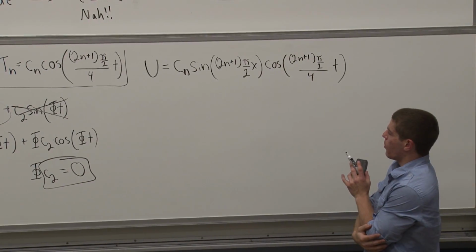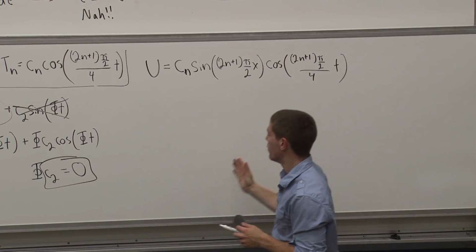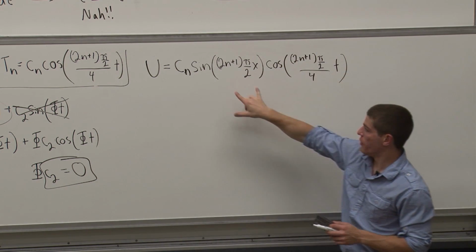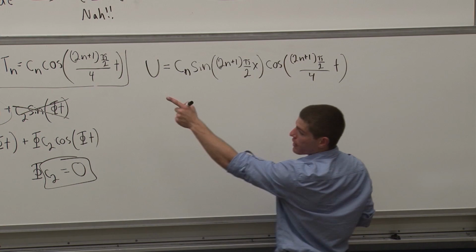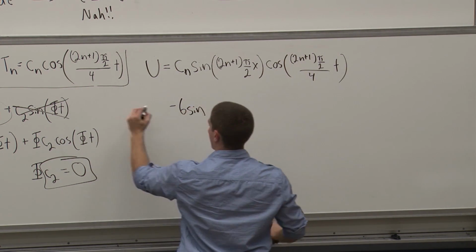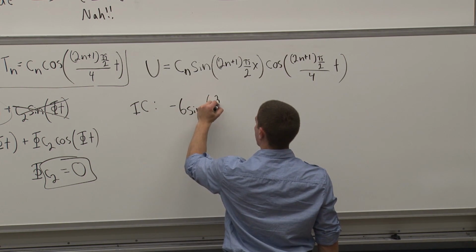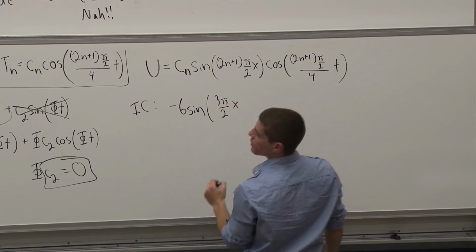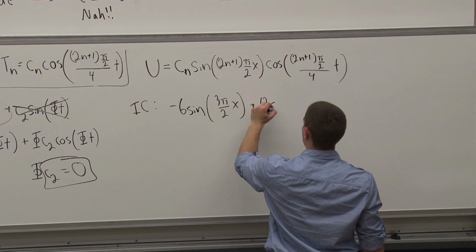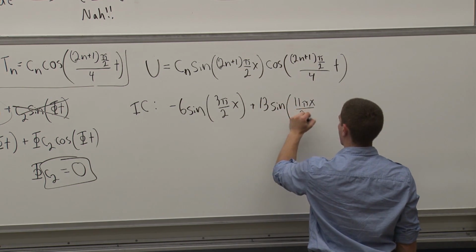All right, so just like the other one, that initial condition says that t is equal to 0. So if t is equal to 0 here, this whole term becomes 1, and we don't have to worry about it for this. So I'm going to rewrite that initial condition right here. So negative 6 sine, what does it say, 3 pi over 2 x, yeah, 3 pi over 2 x, plus 13 sine 11 pi x over 2, just like that.